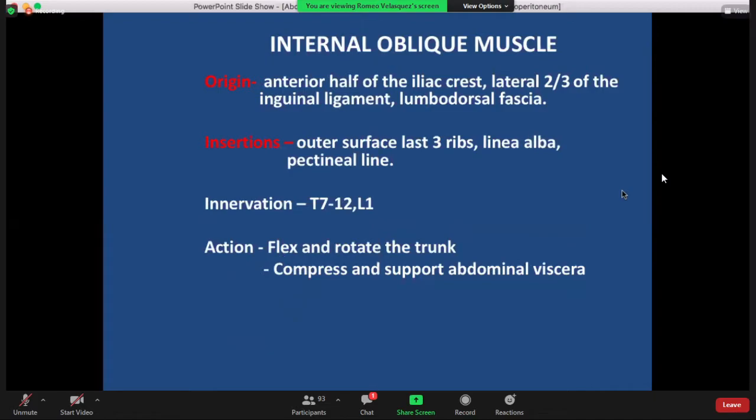Internal oblique. So this is the anterior half of the iliac crest, lateral two-thirds of the ligament, lumbodorsal fascia as the origin. Insertion, outer surface, last three ribs, linea alba and pectineal line of the pelvic girdle. Now, innervation, almost the same for all. T7 to 12, and then L1. Again, flexion and rotation of the trunk. Provides also compression and support to abdominal viscera, especially when you do the Valsalva maneuver.